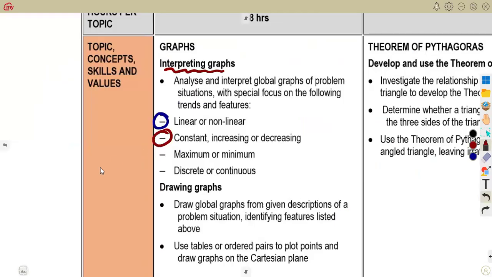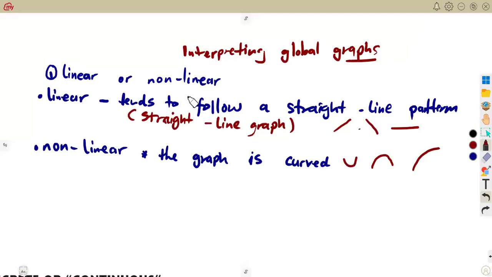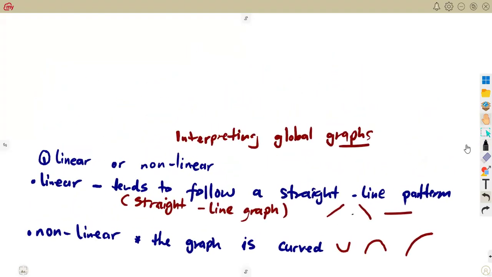Then there are these terms: constant, increasing, and decreasing. These terms are best to describe when we are having these graphs. You have the graph, so you want to tell what is happening on the graph that you are given. Let's consider the steepness of the slope. Considering this line, we can see that we are increasing, we are going up.